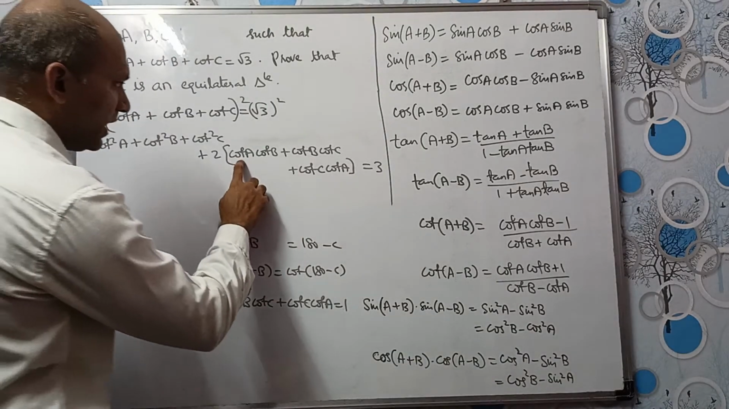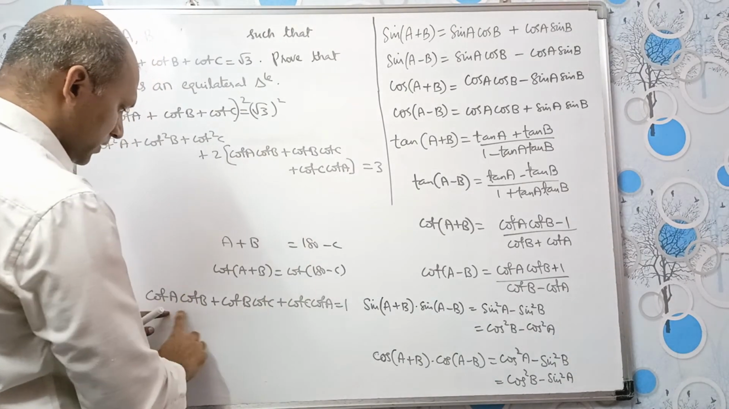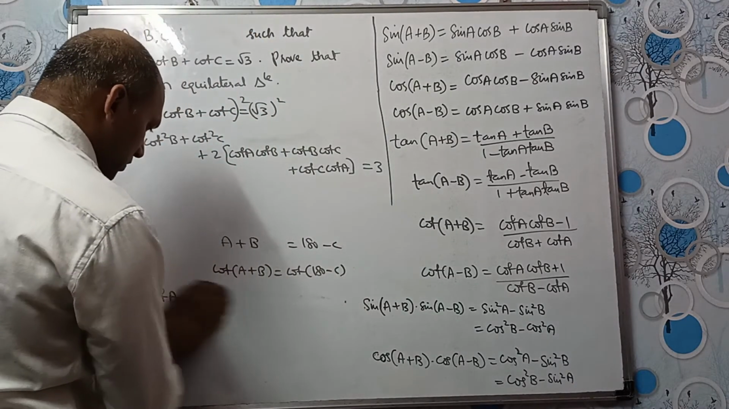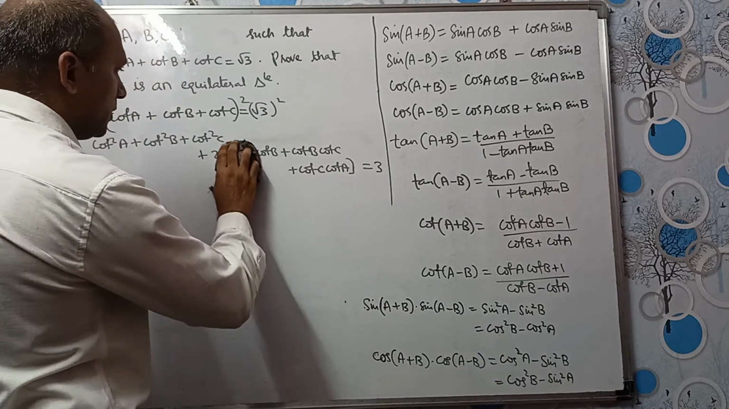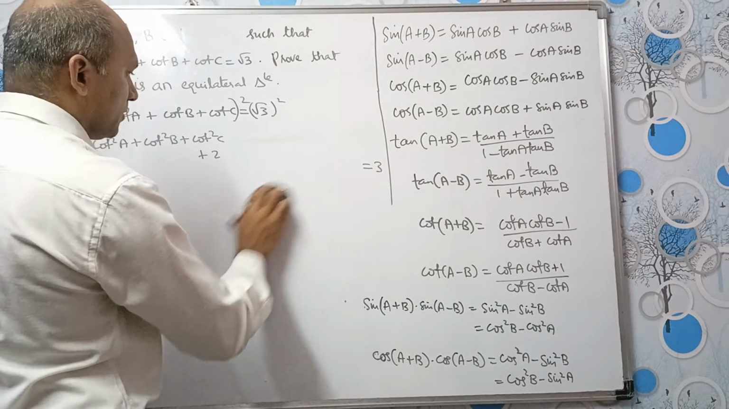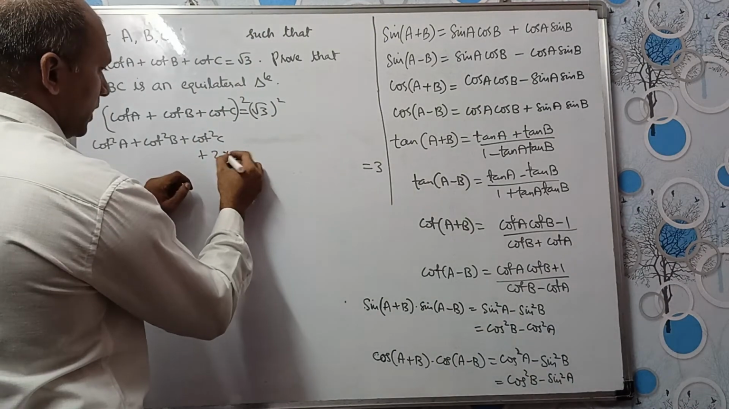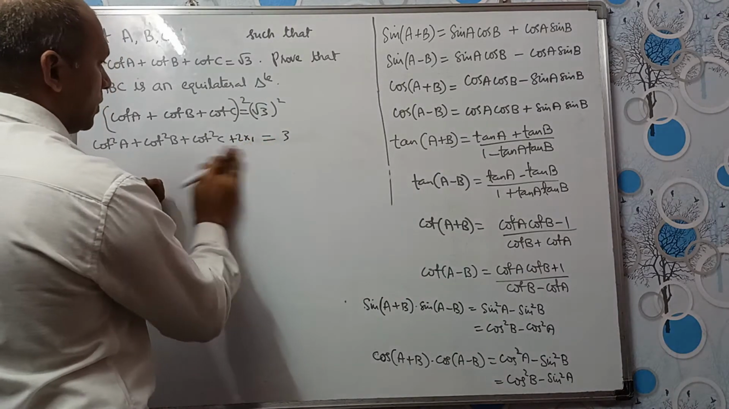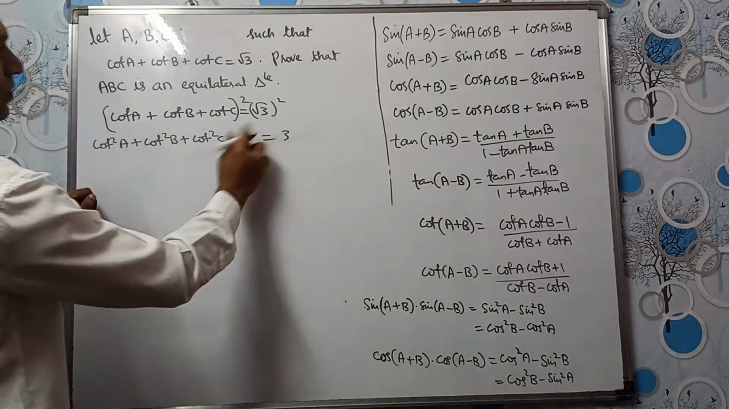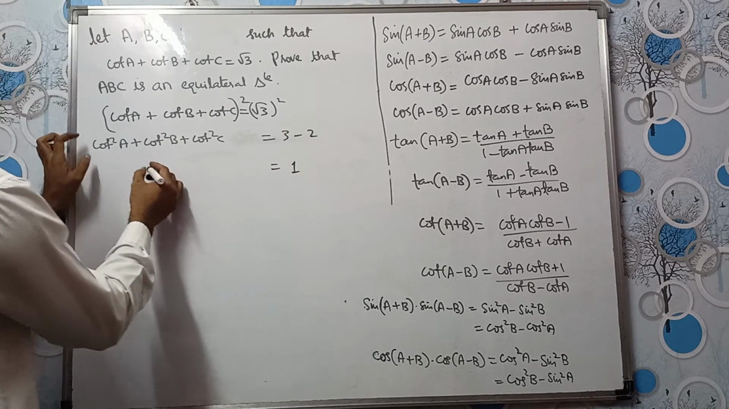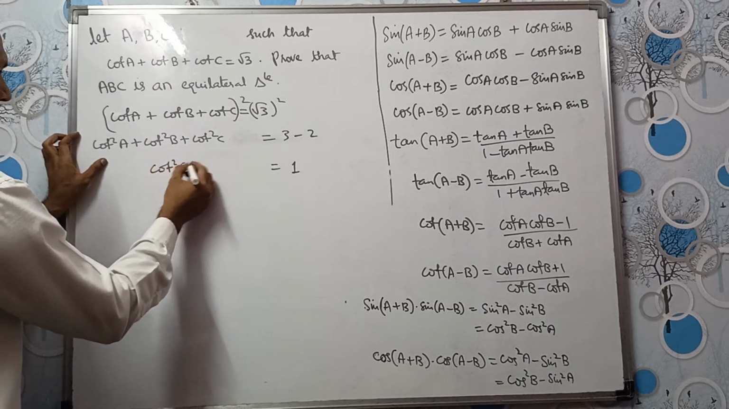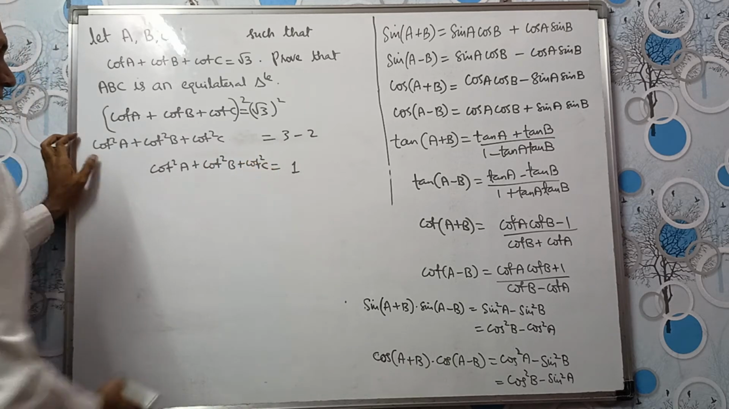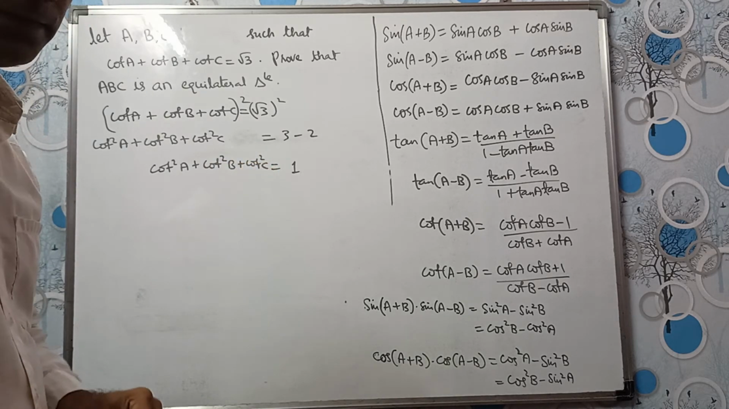So what do we have here? We have 2 into (cot A cot B plus cot B cot C plus cot A cot C), same thing, right? So that should be equal to 1. So this is 2 into 1. It should be equal to 3. So let us write it here: cot square A plus cot square B plus cot square C plus 2 into 1 is equal to 3. So 2 ones is 2, right? So this 2 goes on the other side, becomes minus. We'll have 1. So cot square A plus cot square B plus cot square C is equal to 1.